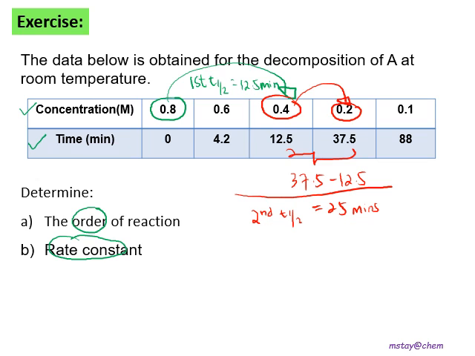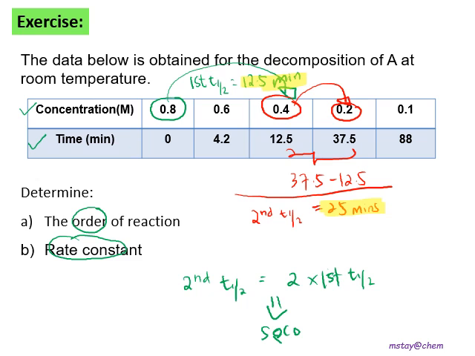So when we compare, the first half-life is 12.5 minutes and the second half-life is 25 minutes. Like we mentioned previously, the second half-life is equal to 2 times the first half-life. So in the end, we know that the order of reaction is second order. This is another way. If we didn't plot the graph or the question didn't ask us to plot the graph, we can also roughly predict the order of reaction just based on the data given.